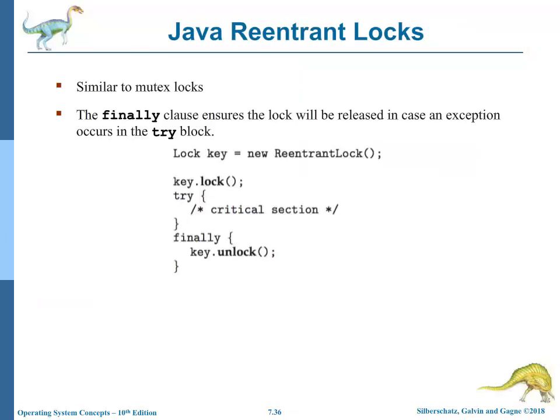A reentrant lock is owned by the thread that last successfully locked it but has not yet unlocked it. A thread invoking lock will return, successfully acquiring the lock, when the lock is not owned by another thread. The method will return immediately if the current thread already owns the lock.